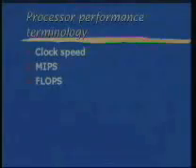Well, there are 3 basic performance criteria associated with the processor. They happen to be clock speed, MIPS, million instructions per second, and the third one happens to be FLOPS. Well, what is the significance attached to all these terms? One of the terms we hear quite often for any processor is the clock speed.